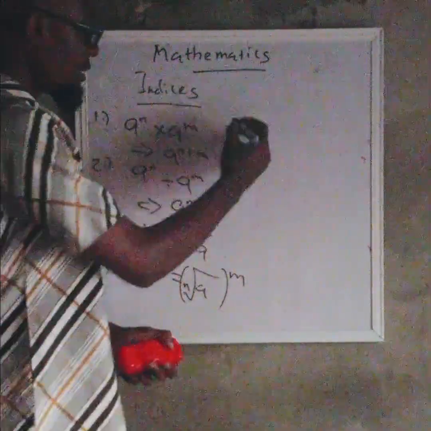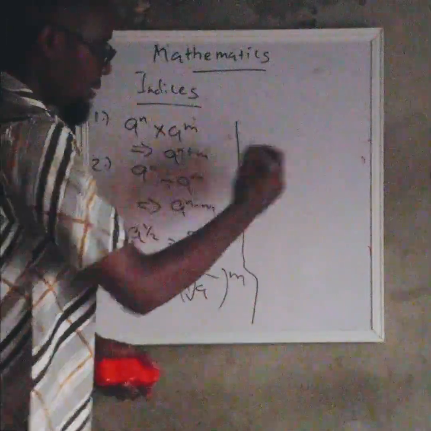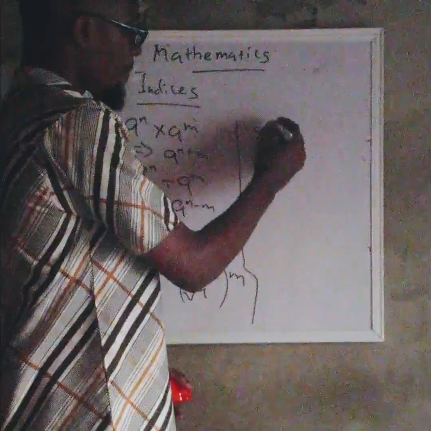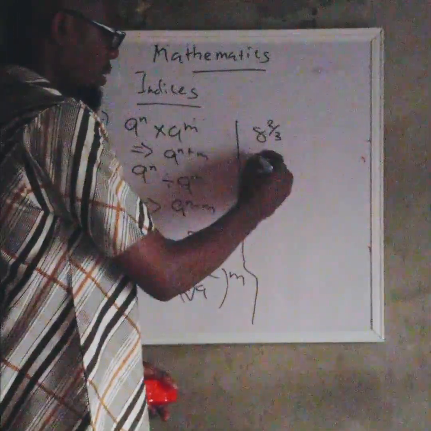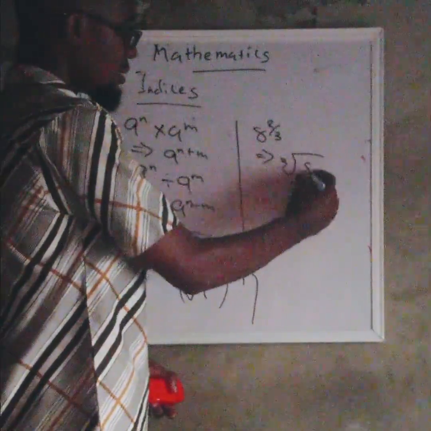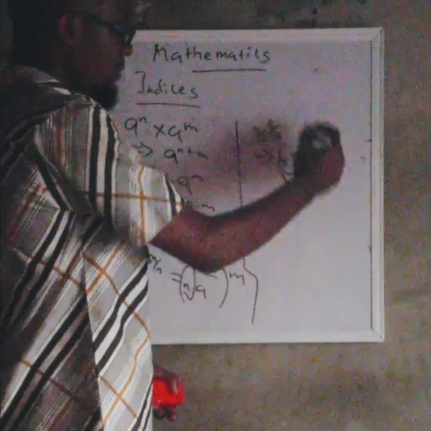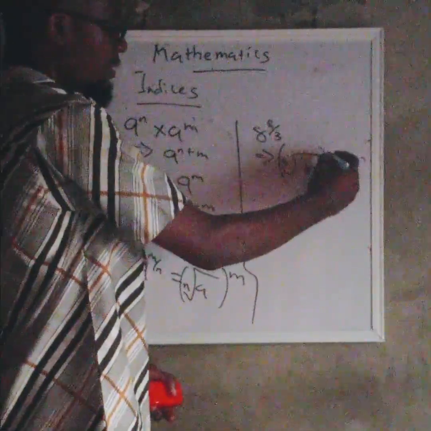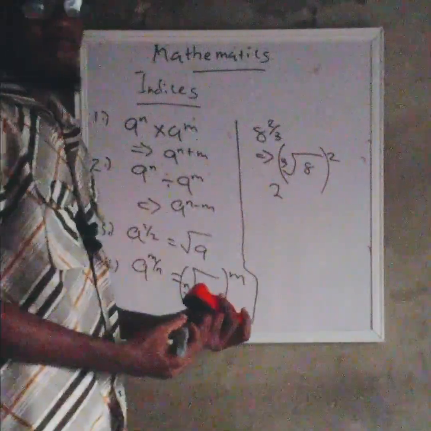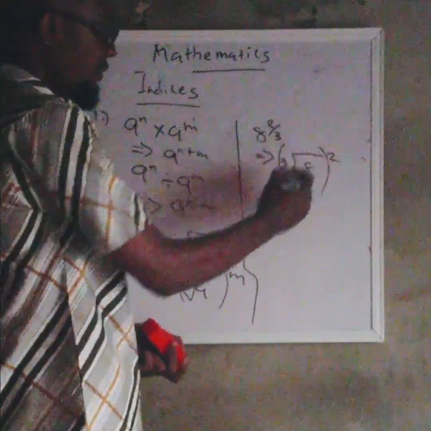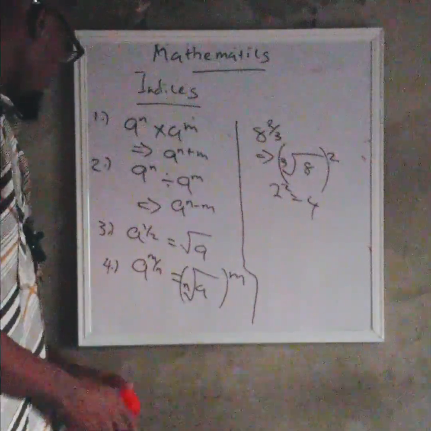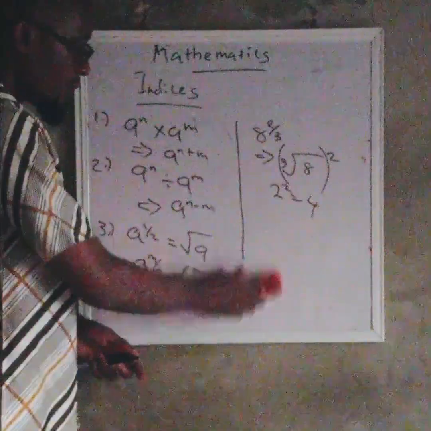Now, let me make it a little bit practical. Example: we have 8 to the power of 2 all over 3. What we'll do here is take the cube root of 8, and then raise whatever we have to the power of 2. What's the cube root of 8? It's 2, because 2 times 2 times 2 gives us 8. So 2 to the power of 2 is what? 4. Is that simple?